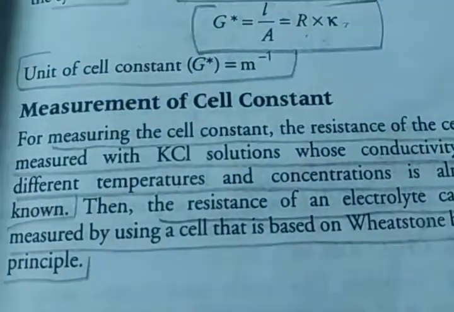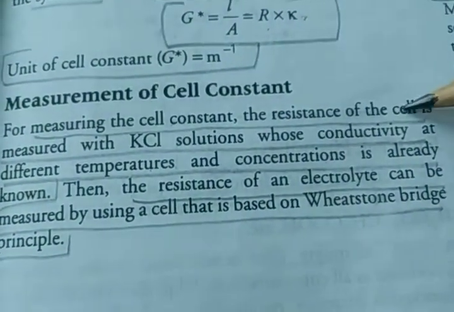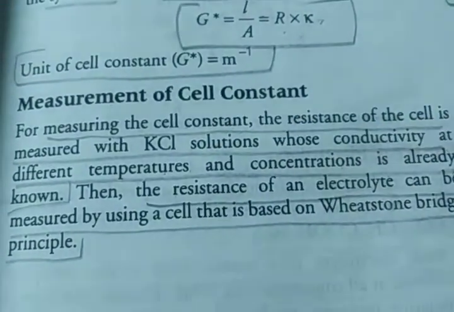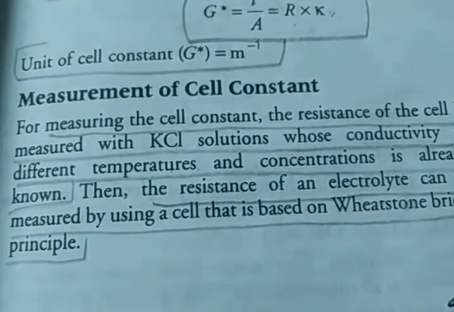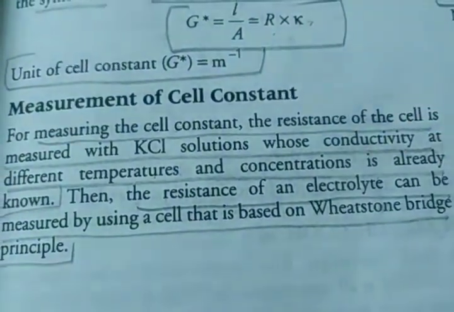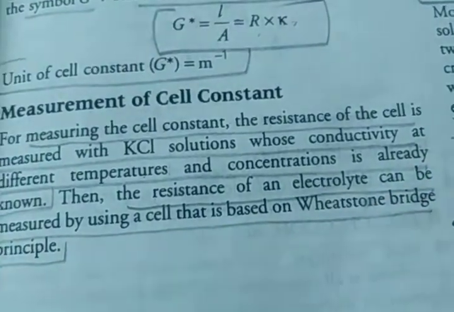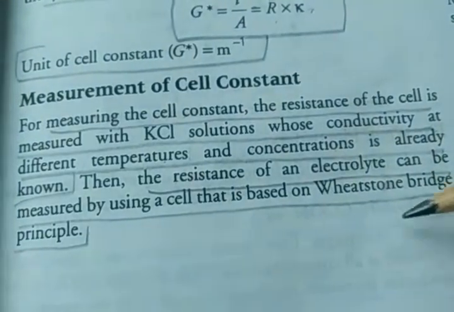Then, measurement of the cell constant. For measuring the cell constant, the resistance of the cell is measured with KCl solution, whose conductivity at different temperatures and concentrations is already known. The resistance of the electrolyte can be measured using a cell based on the Wheatstone bridge principle.